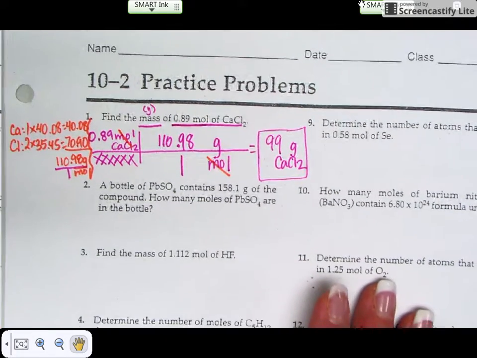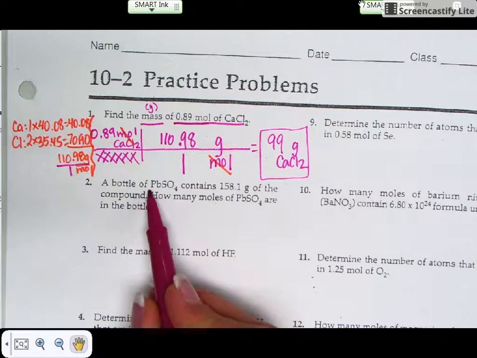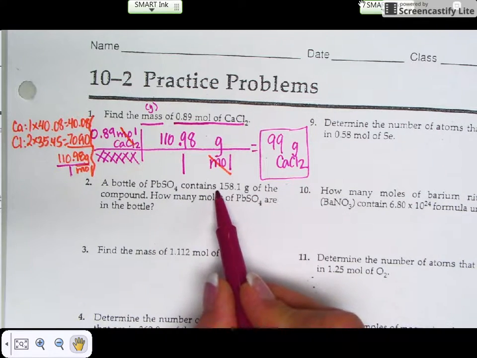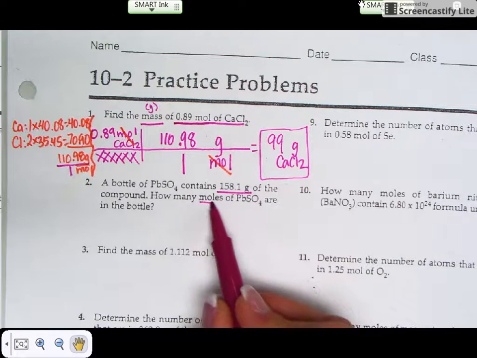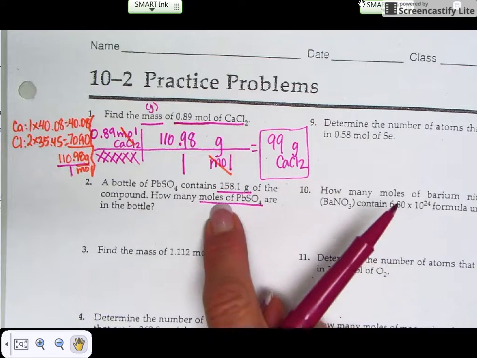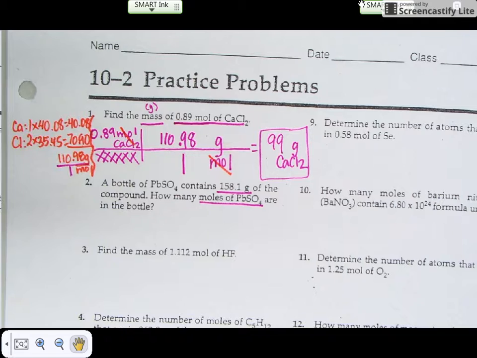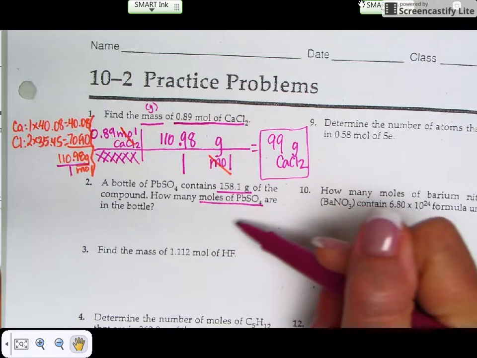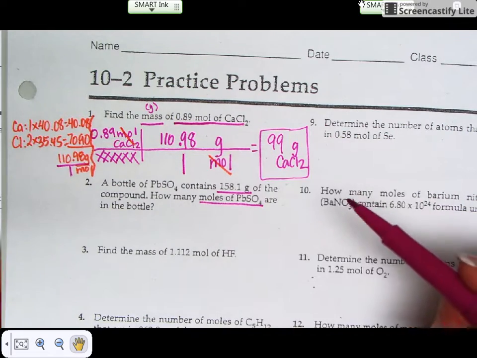Okay, let's look at example 2. Example 2 says you have a bottle of lead(II) sulfate that contains 158.1 grams of the compound, and it says how many moles of lead(II) sulfate are in the bottle. So we see moles, we know it's a one-step problem. We see grams, that means we're going to need a molar mass as our conversion factor. Now again, we went over this in our notes under the section called helpful hints.